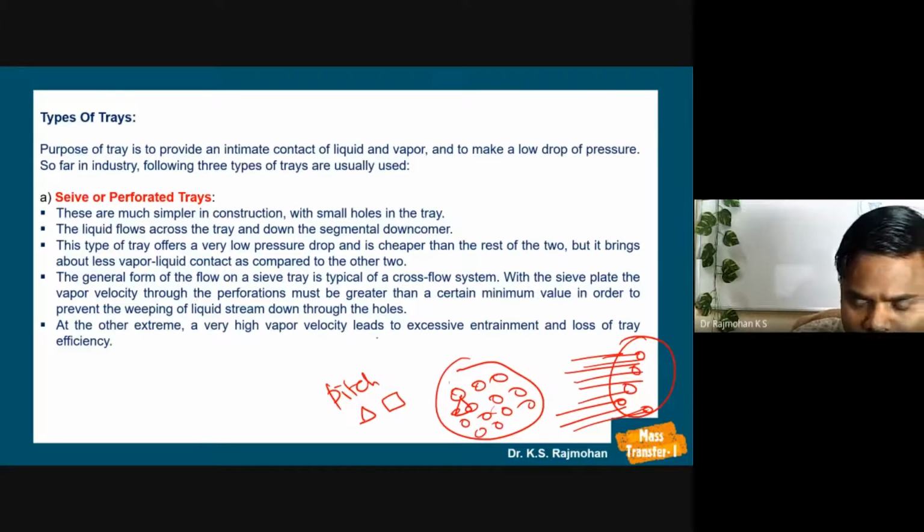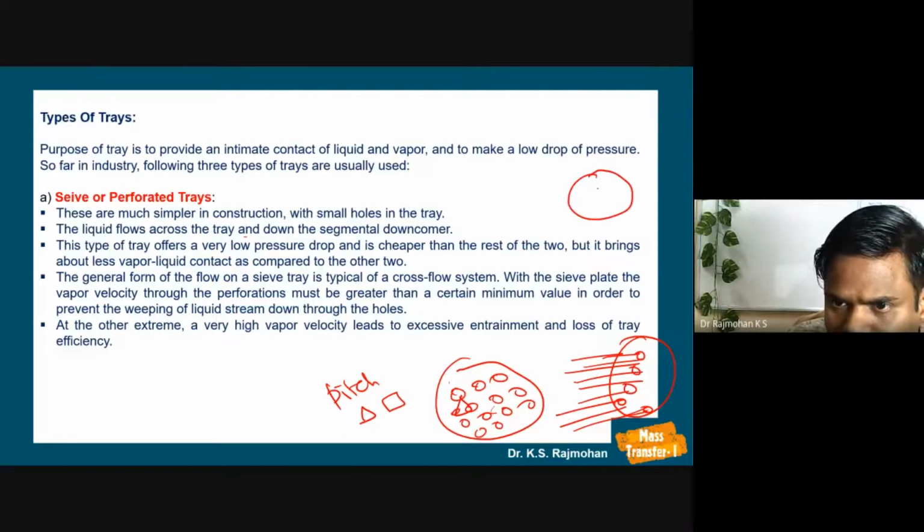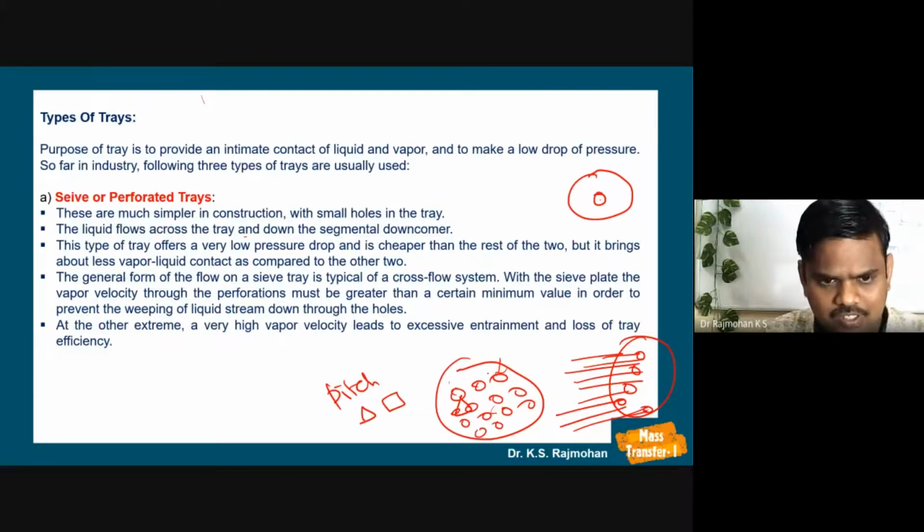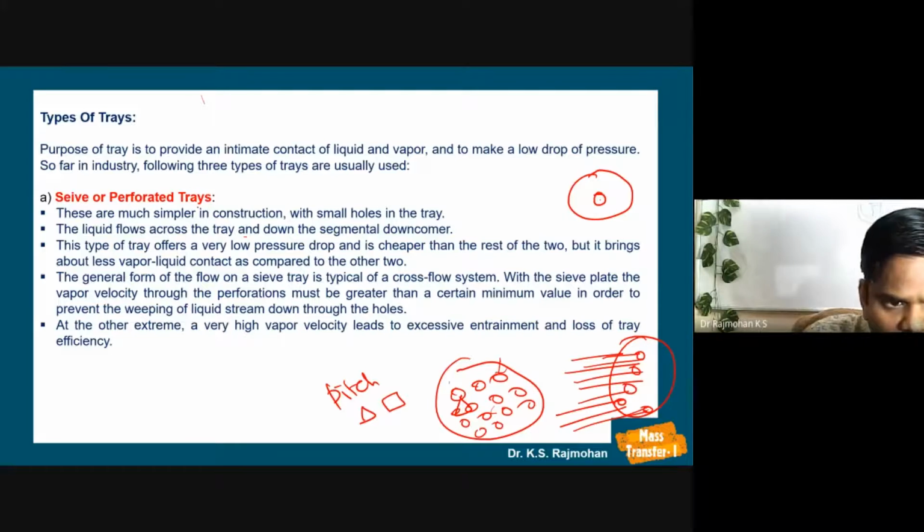What is simply an orifice meter in fluid mechanics? Again, it is a round-shaped plate with a hole at the center. A single perforation is an orifice. When you have a triangular or rectangular pitch connected at the end, it is called a tube sheet in heat transfer. Here we are using the same for the purpose of a tray. So a sieve tray or perforated tray is very simple in construction.